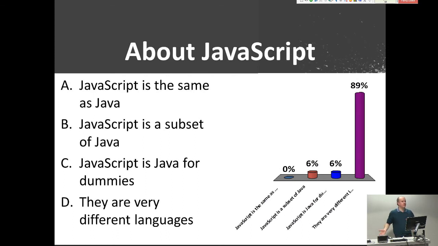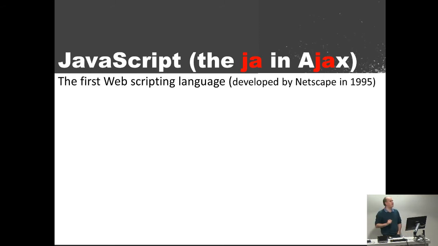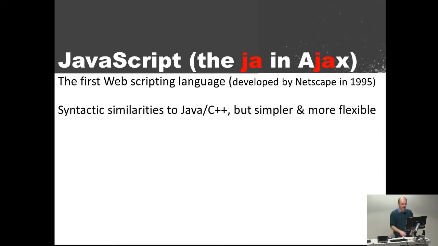So indeed, JavaScript has nothing to do with Java. Okay. So it's a first web scripting language. It was developed in '95. As a parent, you have Java and C++. So a lot of the concepts that were around in those languages are used as well in JavaScript. But since it's a script, it's a bit simpler, and it's also more flexible.